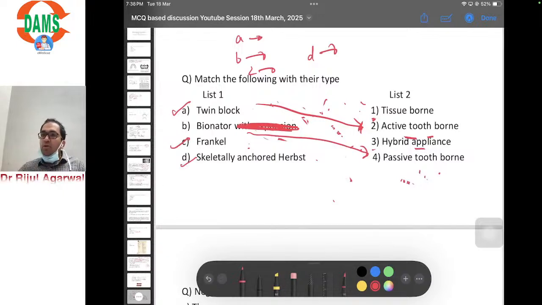Why? Because traditionally, and nowadays also, Twin Block is mostly given with an expansion screw. 90 to 95% of Twin Blocks are given with an expansion screw in the maxilla. If you remember your class notes and images as well, there was an expansion screw present in that. Sometimes or rarely we give it without an expansion screw, just 5 to 2%, but mostly we give it with an expansion screw and hence it becomes an active tooth-borne appliance. Okay, so I hope I am clear now. If they write Bionator with expansion, it means the examiner wants to test whether you know this concept of active and passive or not.